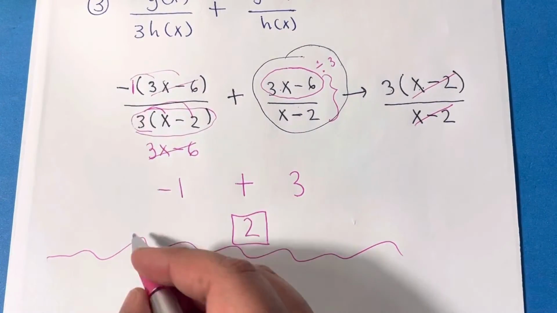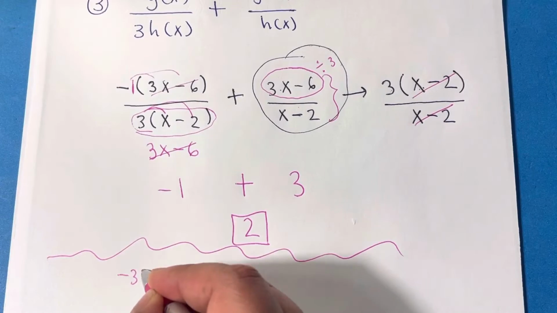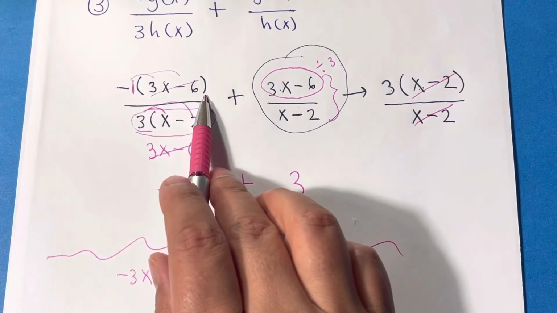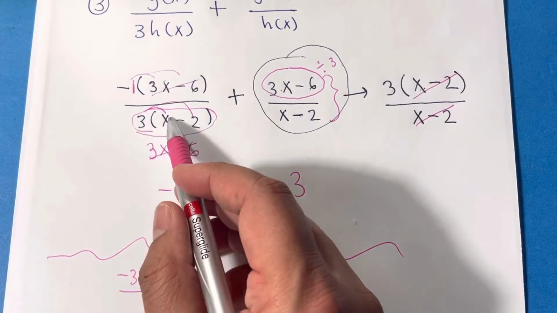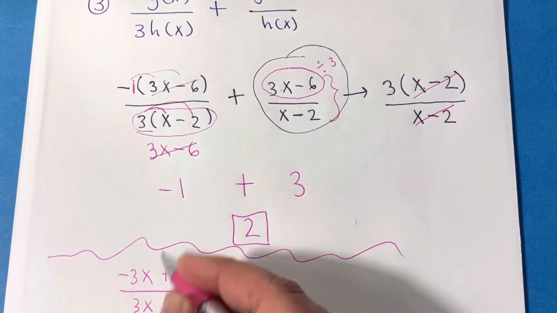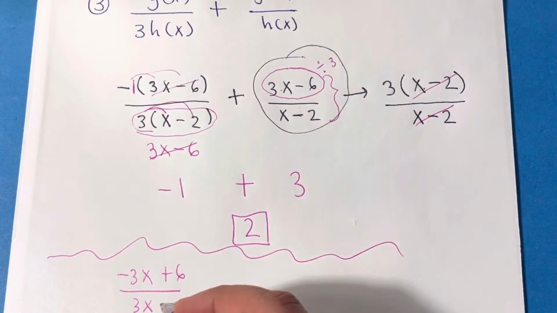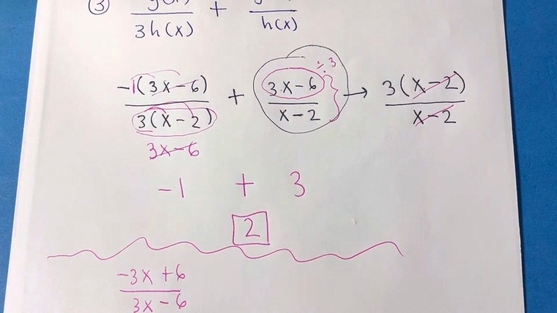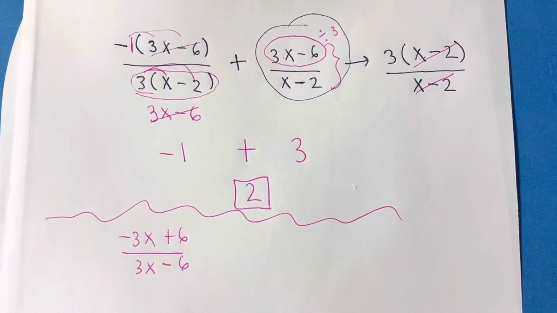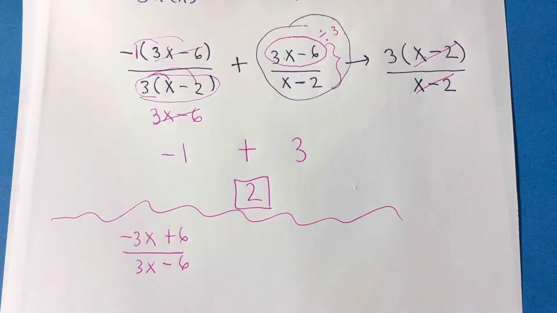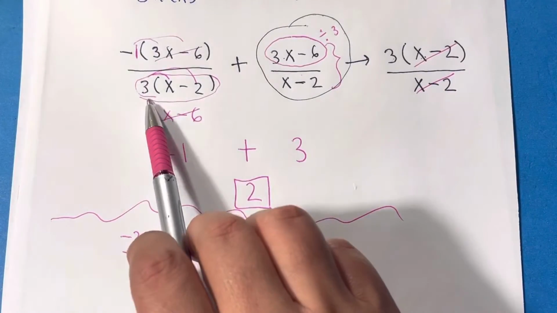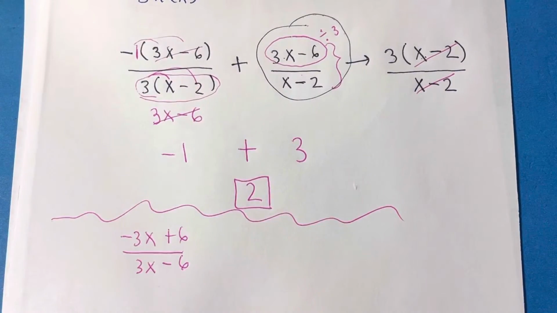And negative 1 times 3x is negative 3x. Negative 1 times negative 6 is positive 6. Divided by 3 times x is 3x. And 3 times negative 2 is negative 6. Notice how they have the opposite signs. And so to be able to simplify, you would have to do an extra step. And so that's why I decided to just do distributive property in here.